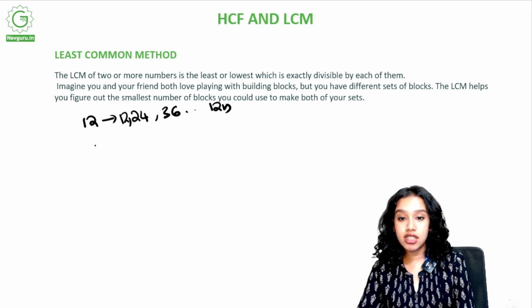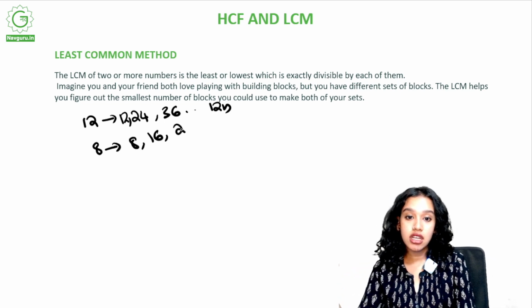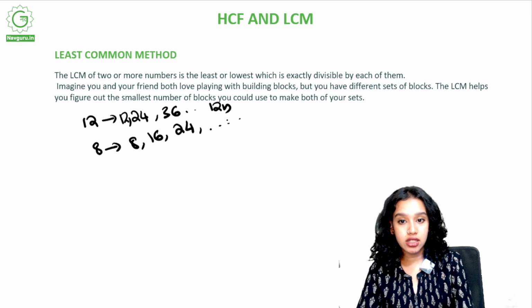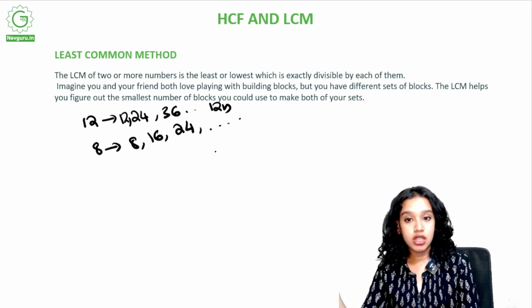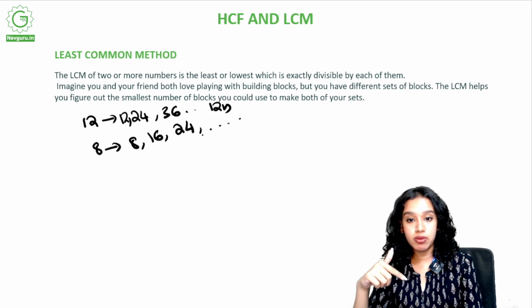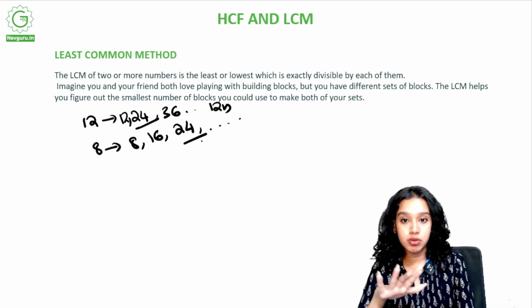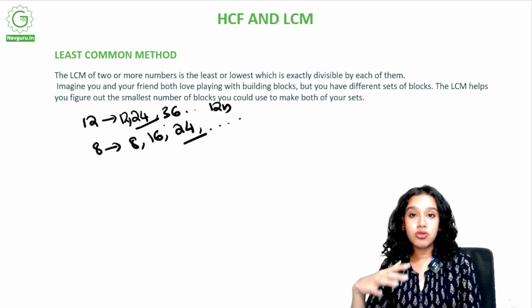Now we take another number, let's say 8. So what are the multiples of 8? We have 8, 16, 24, etc. as the multiples of 8. So what is the least common multiple between both of them? Here we can see that 24 is the least common multiple, right? So how do we find these numbers?